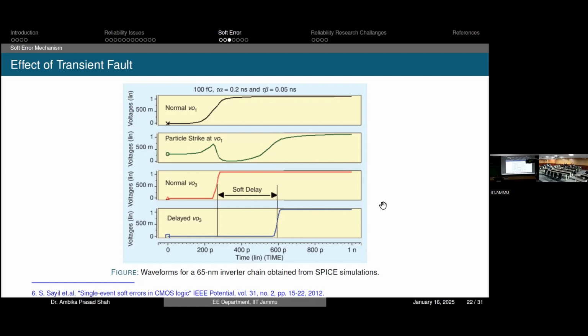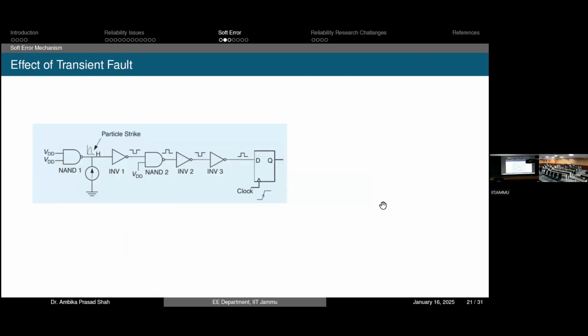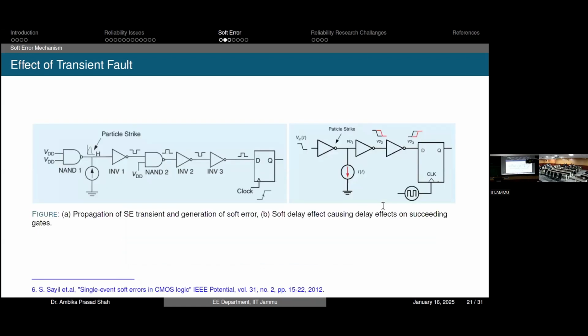Initially, if I don't have the impulse, I will get the output at VO3. I should get the output like this one, but this output will be delayed because of this impulse. Let me go back to the previous one. Here, VO1 and VO3. So what happens? I was expecting to get my output at t equal to 0, but because of this impulse, I am getting the output after a certain delay.